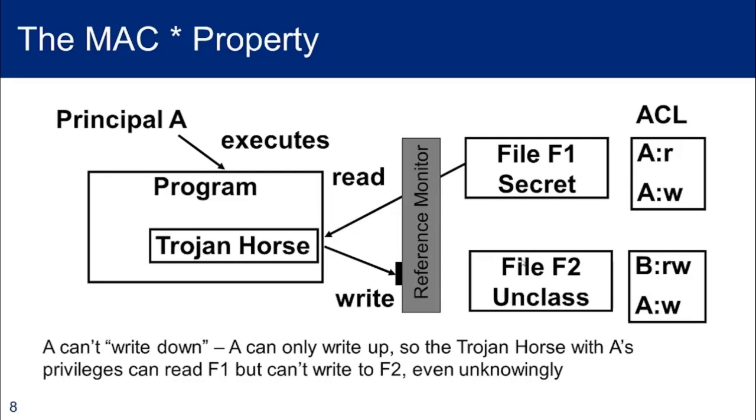One of the keys to successfully implementing MAC is that an object's label must not be modifiable. If it is modifiable, a Trojan might be able to switch F2 to a higher classification level, write classified data to it, and then change it back to the original classification level. So in addition to implementing the MAC model, the mechanism has to block any attempts to modify object labels.